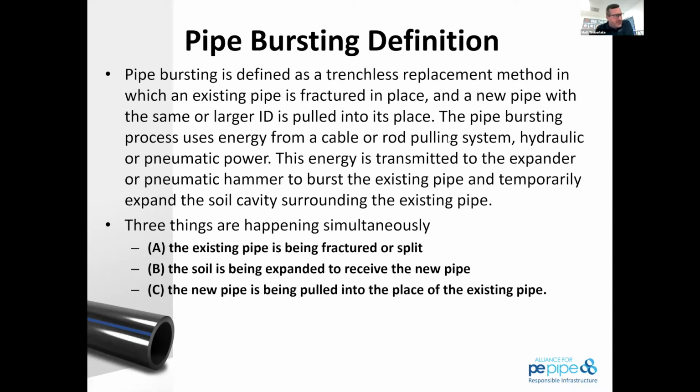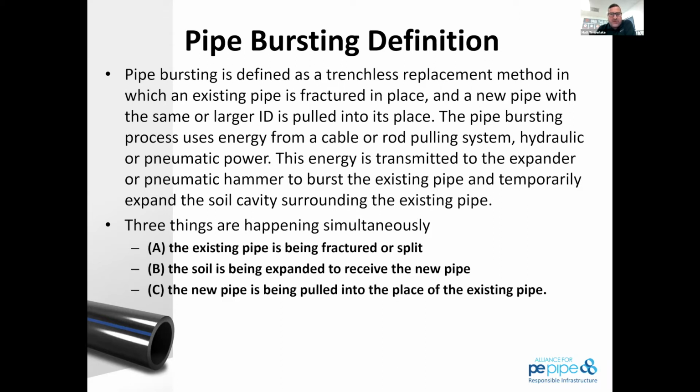So, pipe bursting defined. Pipe bursting is a trenchless replacement method, and with trenchless technologies, we talk a lot about pipe rehabilitation, pipe replacement, and new pipe installation through trenchless methods. But one of the keys to keep in mind is that pipe bursting is a pipe replacement method. We're going to install a new pipe in the path of the existing pipe. And as part of that process, we're essentially trying to accomplish three things all at the same time. And we'll talk through how we accomplish that.